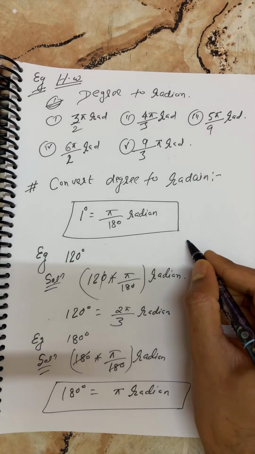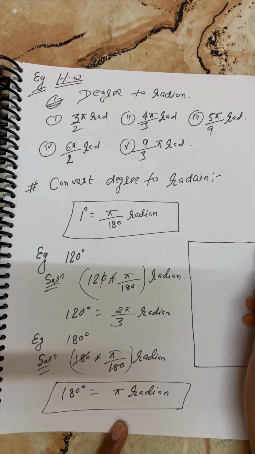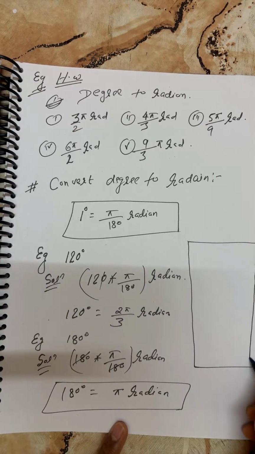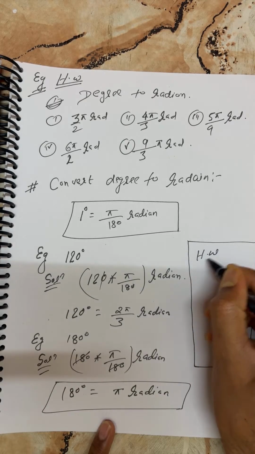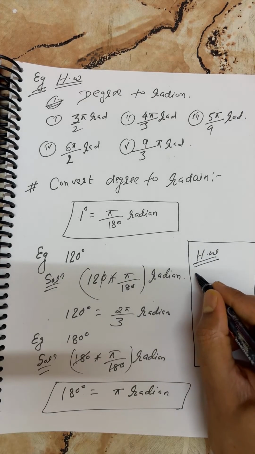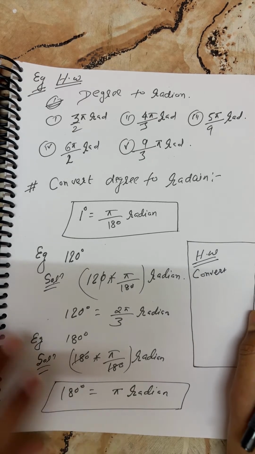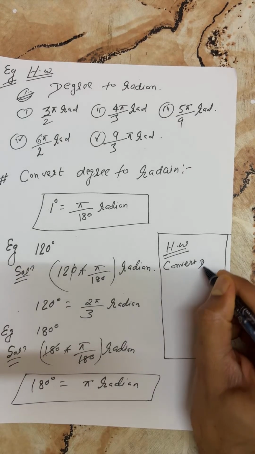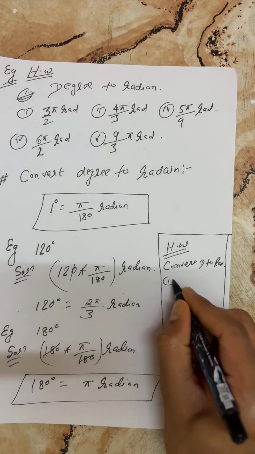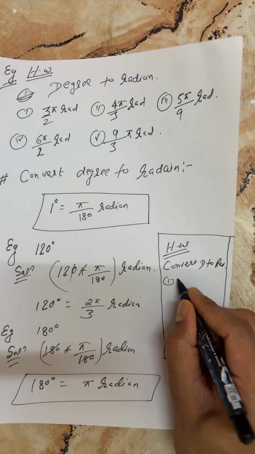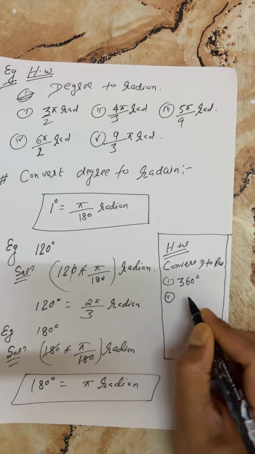Now, students, I'm giving you a few homework questions based on this, so keep in your mind that the homework is based on this only. What is the question, students? Convert degree to radian. First one: 360 degree. Second one.